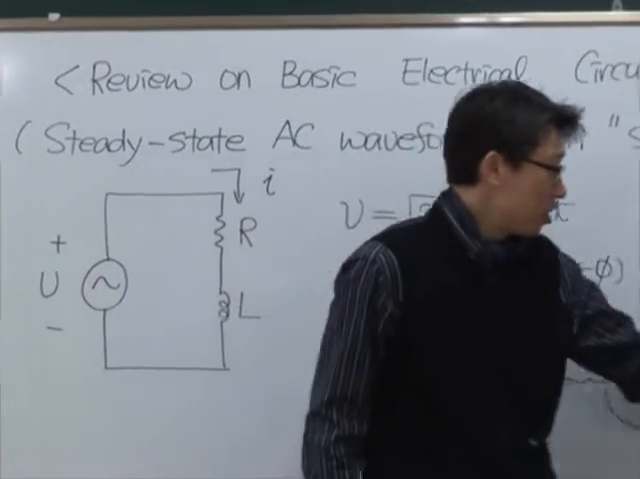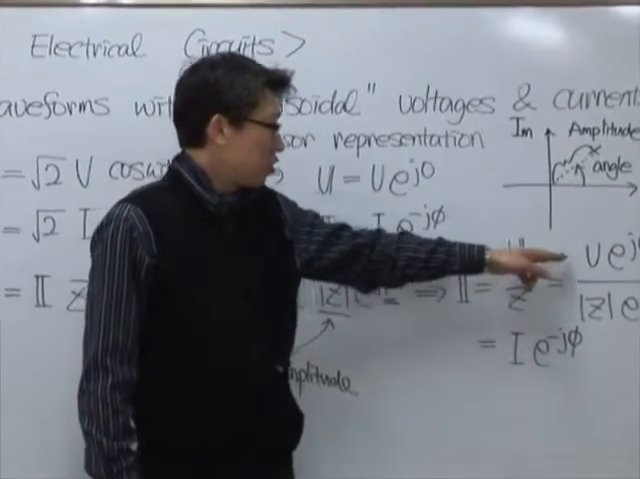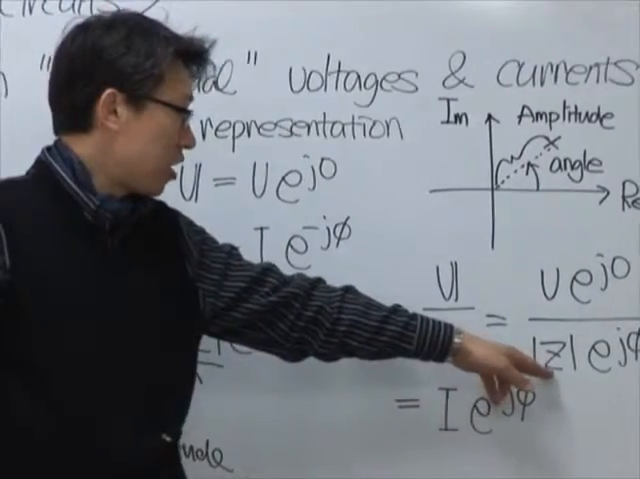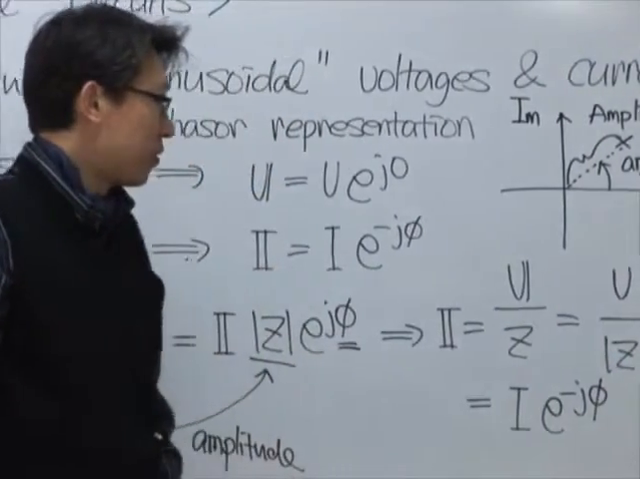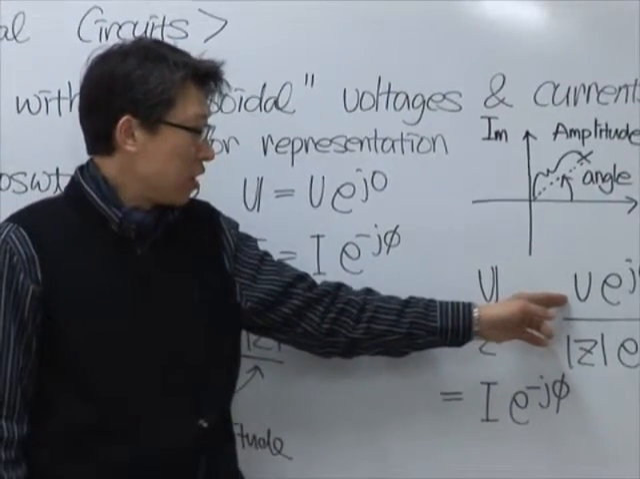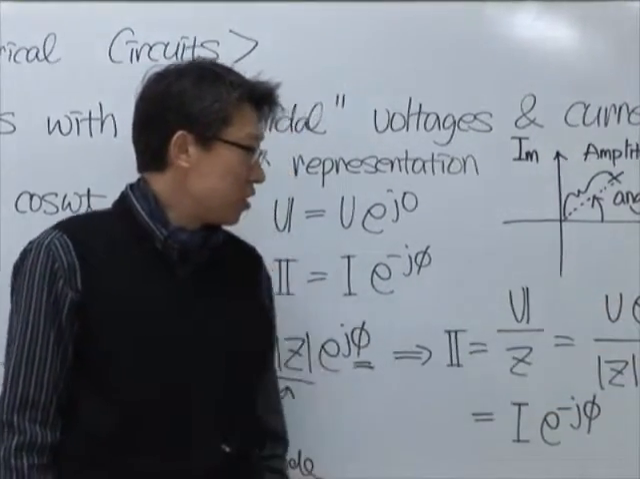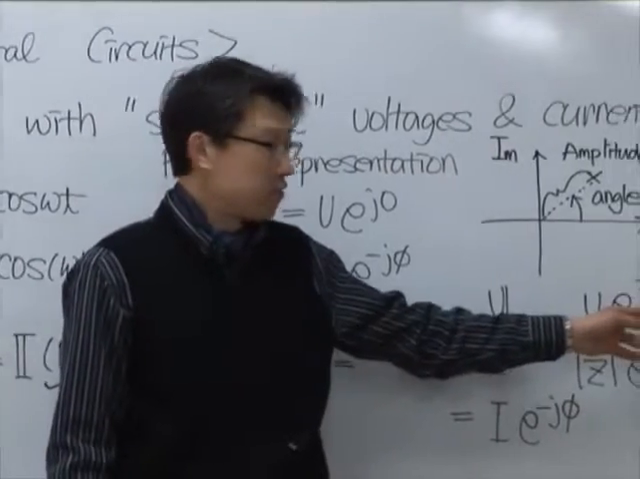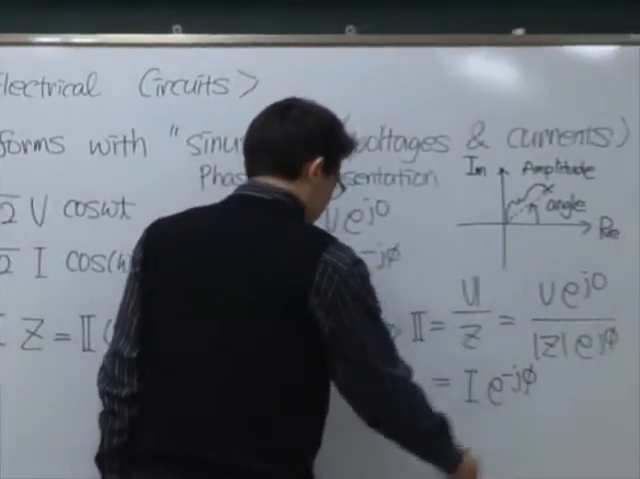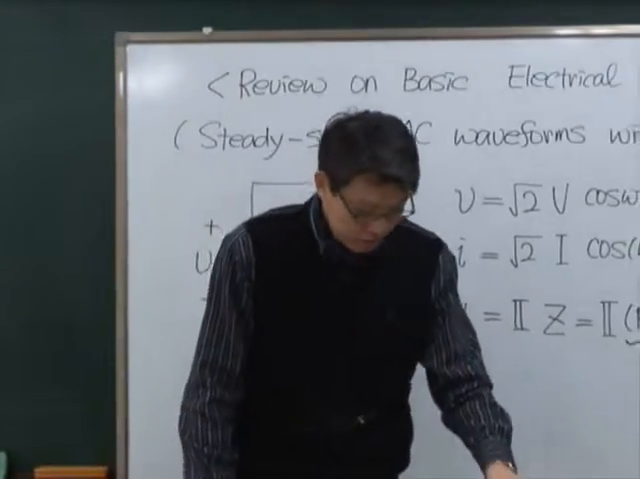Why? Because current is equal to voltage divided by impedance, and the voltage was defined to be V exponential j0, and the impedance has an amplitude exponential j phi. Then everybody knows that the quotient of complex numbers has an amplitude which is the quotient of the amplitudes, and the angle is the angle difference, okay, from the denominator and numerator. Okay? 0 minus phi. So I hope everybody is familiar with this.